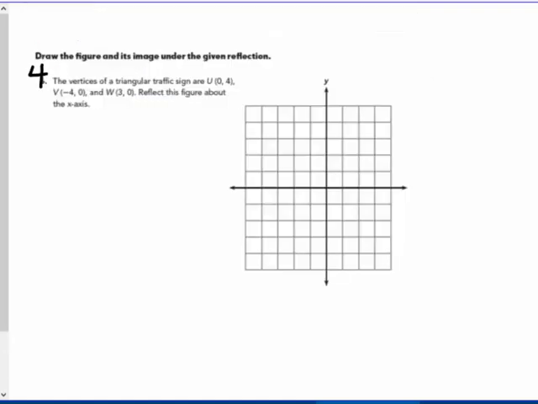Number 4, the vertices of a triangular traffic sign are 0, 4, negative 4, 0, and 3, 0. Reflect this figure about the x-axis. I'm going to let you do number 4 on your own. Put on those points, U, V, and W. Connect it, make the triangle. Reflect it over the x-axis, right? And we'll talk about number 4 in class.